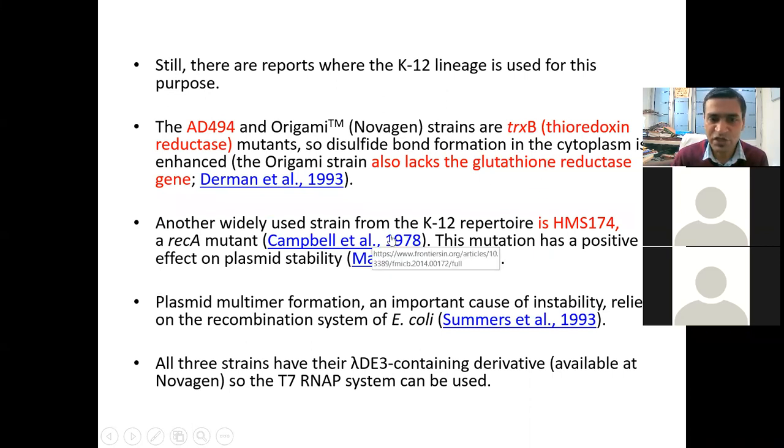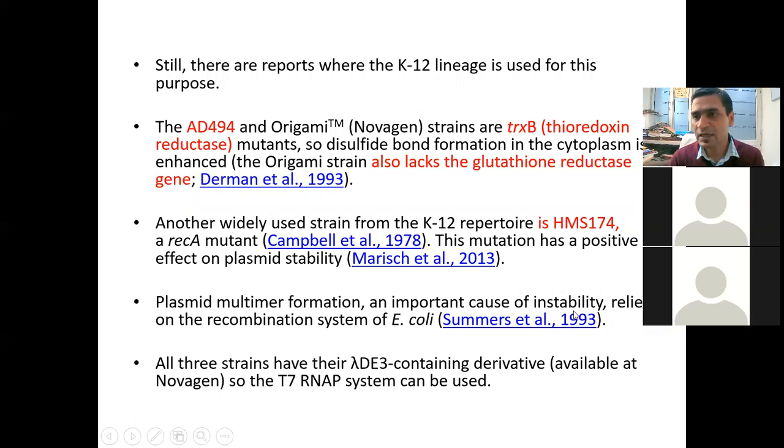Another widely used strain from the K12 repertoire is HMS174, a recA mutant. Again, this is a recA mutant. There is recombination; this mutation has a positive effect on plasmid stability. So recombination should not happen, and for that purpose there are certain mutations. Another point is that plasmid multimer formation is an important cause of instability.